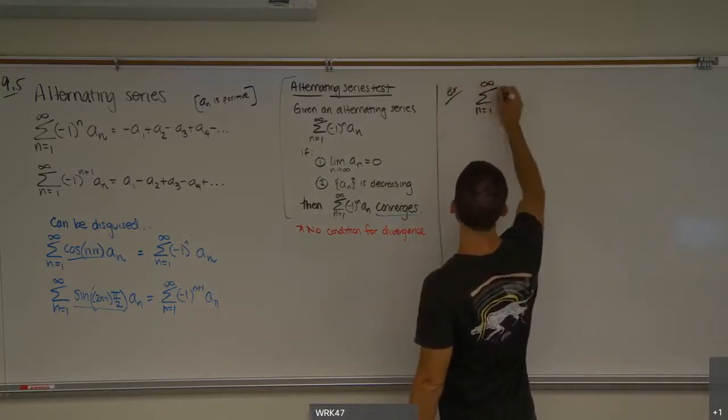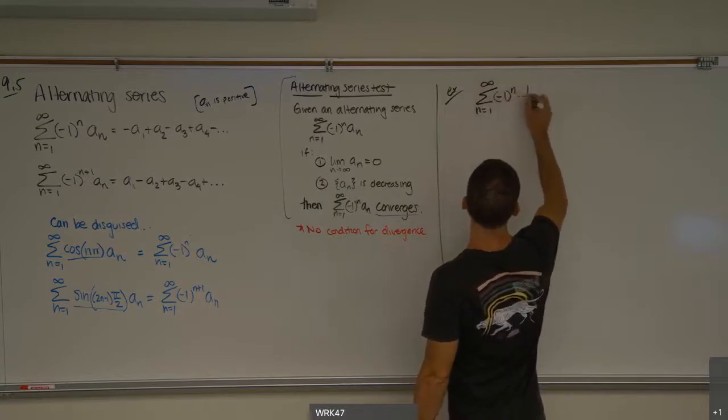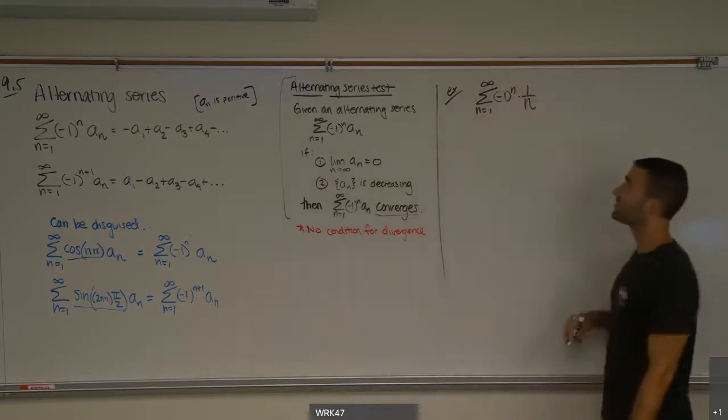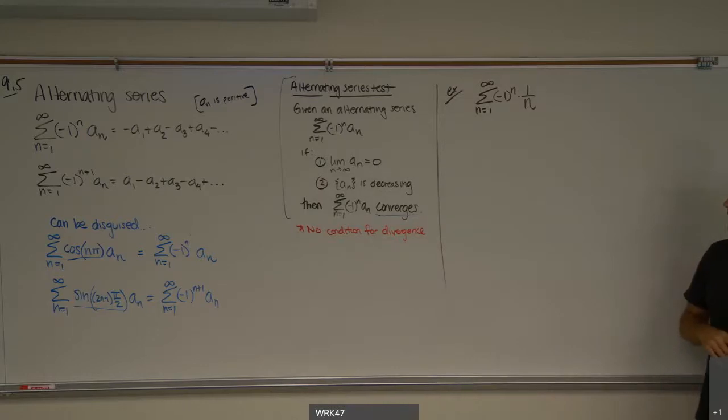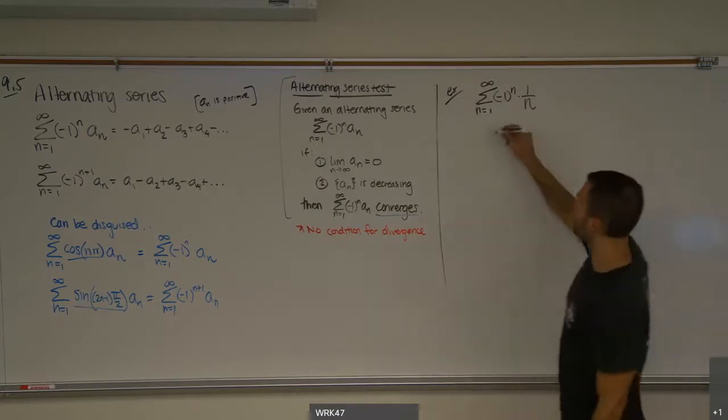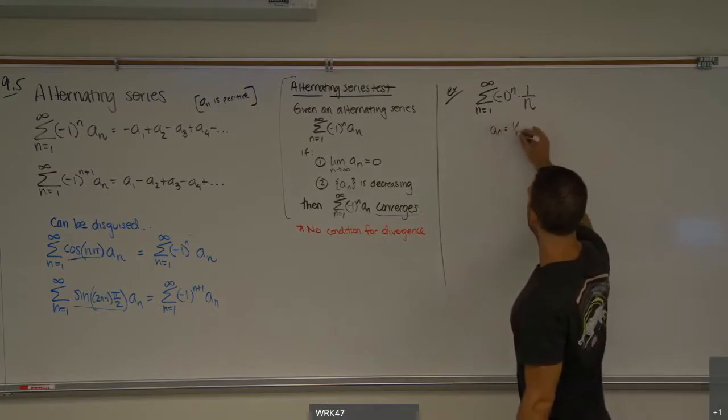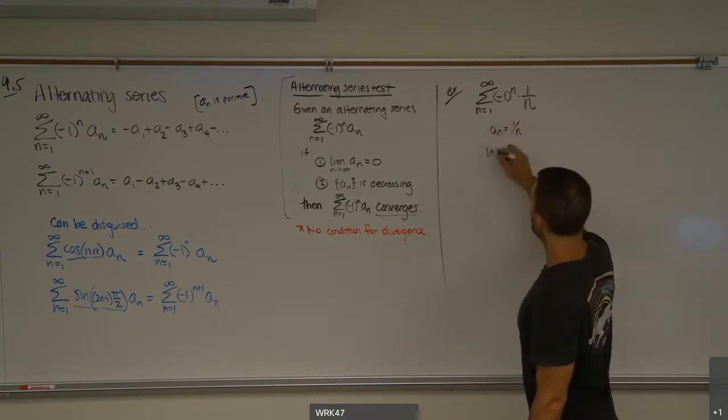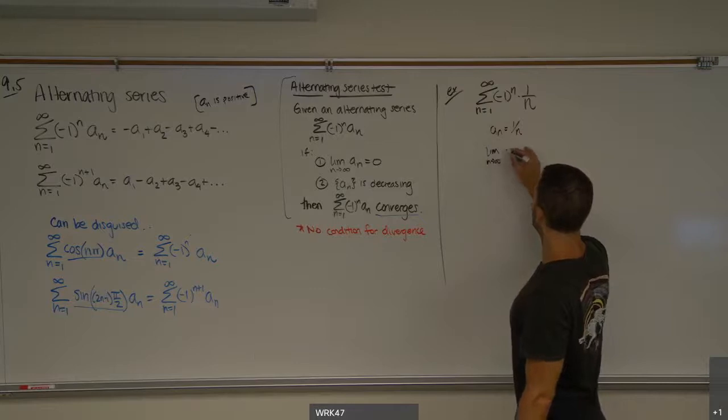Say we're given an alternating series, something like this: negative 1 to the n times 1 over n. And so the sequence that's being alternated, my a sub n, is 1 over n. What do I know about 1 over n? Well, I know its limit is 0.